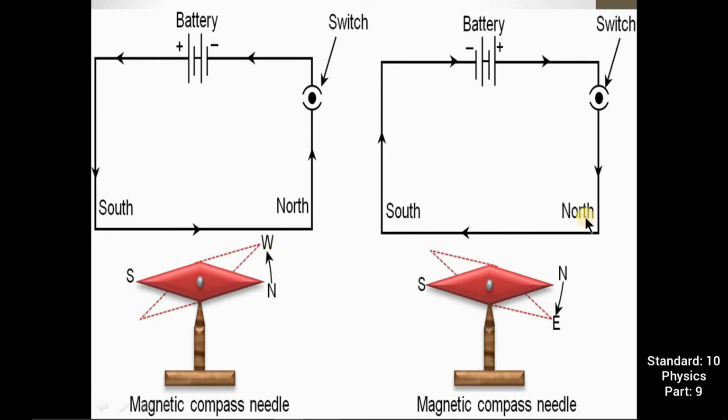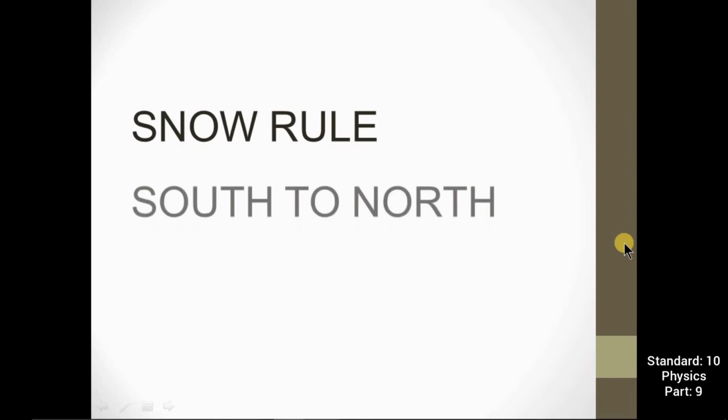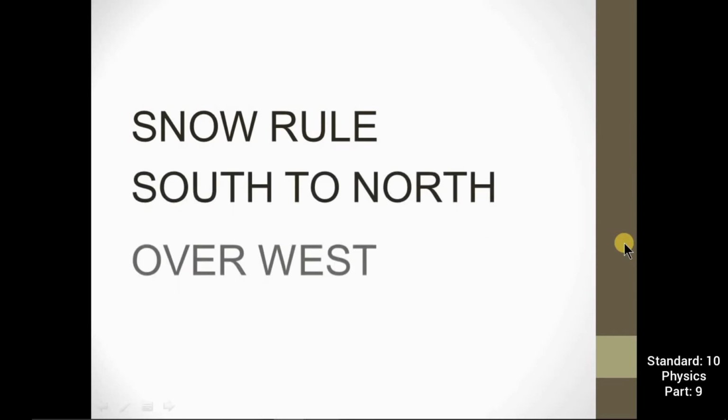And when the current is moving from north to south, that is, when we reverse the polarity of the battery, what happens? The north pole of the magnetic needle deflects towards east. Right? Okay. Snow rule, what is that? South to north over west.